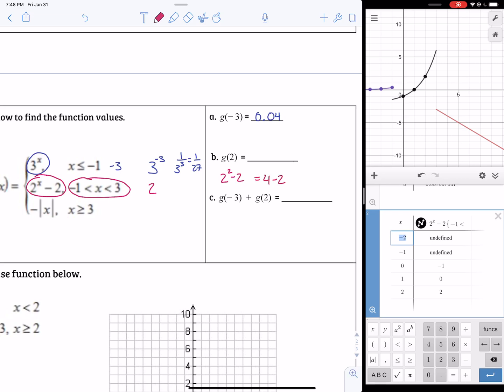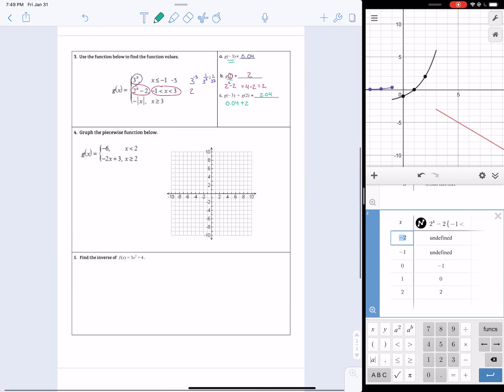So there's two different ways to look at these. You can look on the graph and check what the value of y is where x equals 2, or you can plug it into the function where it's appropriate. But either way, you should get the same answer. So we got 2 for that one. Now this last question is actually asking you to add the g of negative 3, which you already found was 0.04, and g of 2, which you already found was 2, and just add them up. So you get 2.04 for that one.